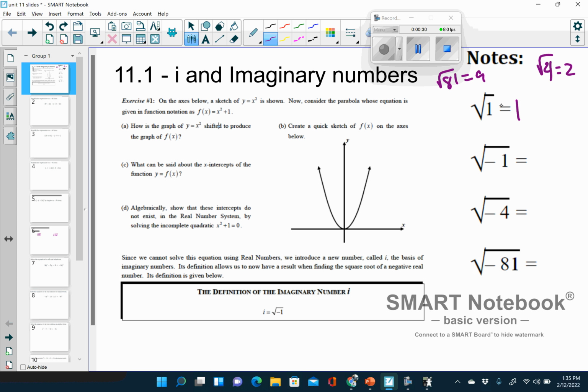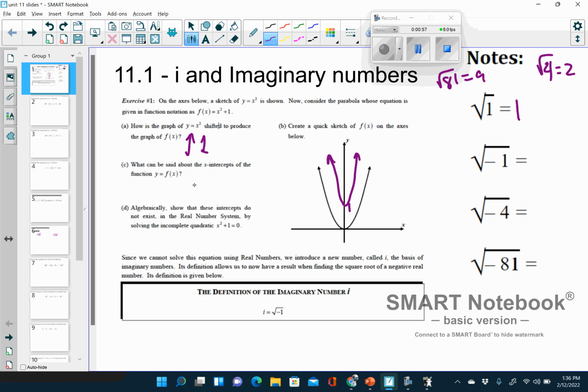So how is the graph of x squared shifted to produce the graph of f of x? Here's f of x. Looking back or remembering unit 8, a shift of plus 1 without parentheses means that you're moving the graph up 1. So now my new intercept goes from 0 to 1, and that's your new graph. So it's shifted up 1 unit is what you need to write in your notes.